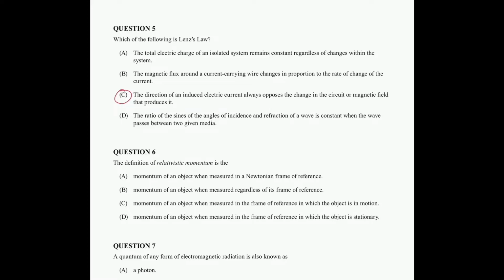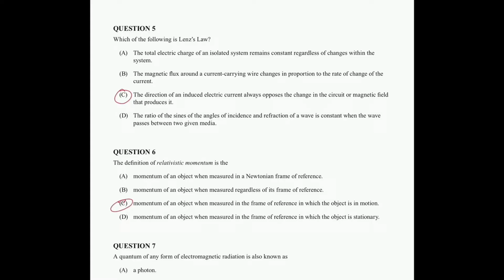B, momentum of an object when measured regardless of its frame of reference. Now, that's not true because we know in different frames of reference, momentum can be different when we start thinking about our special relativity. Or C, momentum of an object when measured in the frame of reference in which the object is in motion. Now, to me, that ticks the box for our solution for 6.